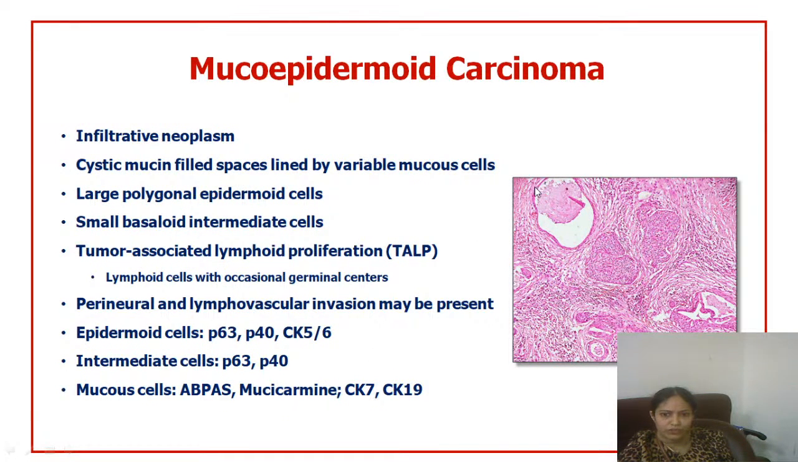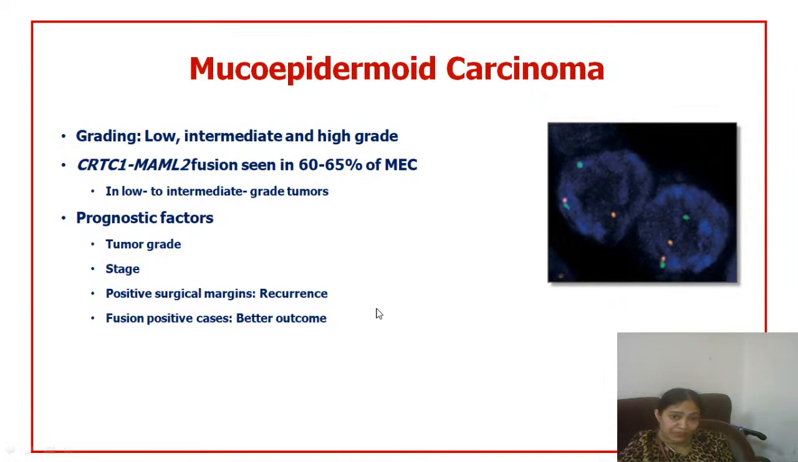It's an infiltrative tumor where you see cystic spaces which are filled with mucin, and they are lined by a variable proportion of mucus cells, along with which you have the epidermoid cells which form solid nests. And you can also get a lymphocytic infiltrate that you see over here, which is known as tumor associated lymphoid proliferation. And you have different stains which can help you to pick up each of these epithelial components if you cannot identify them by inspection of the slide alone.